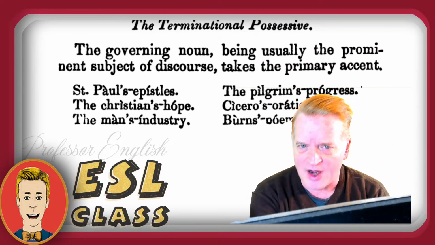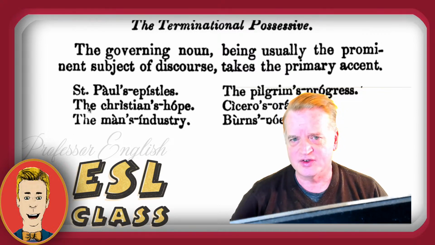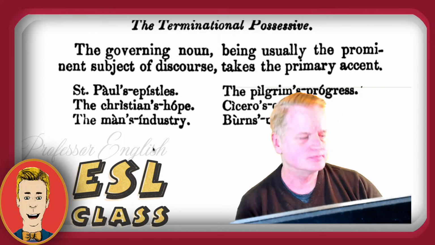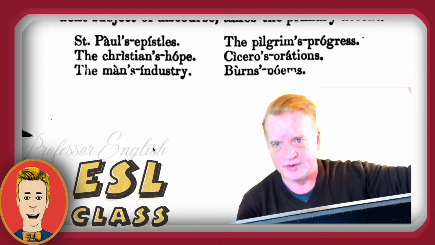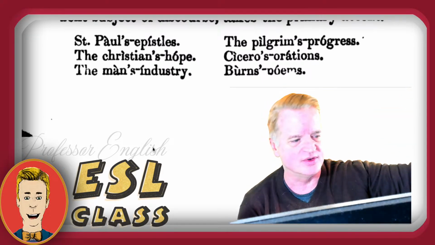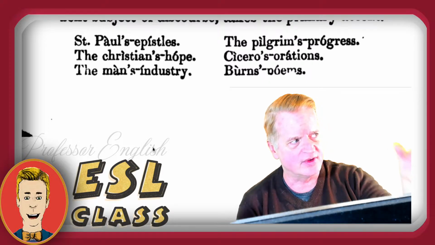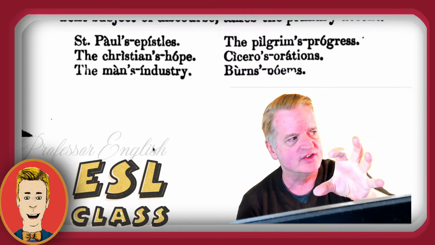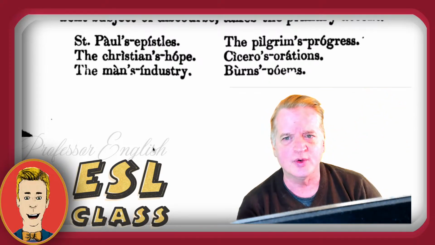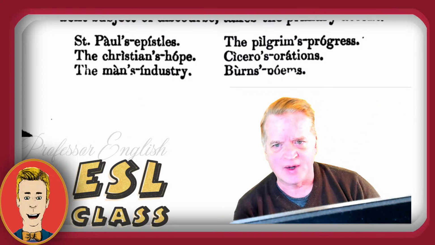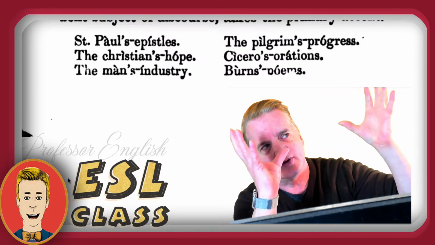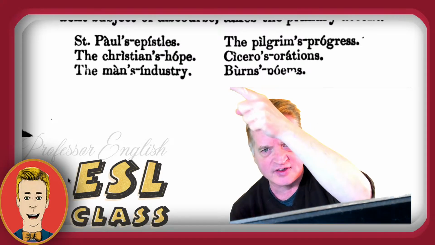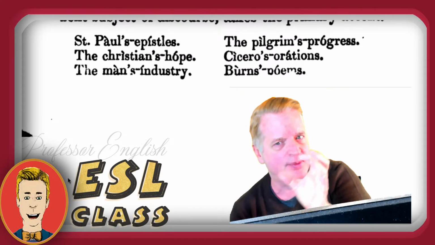It says the governing noun, being usually the prominent subject of discourse, takes the primary accent. What they mean by the governing noun is maybe the principal noun. Like in the first example, we have St. Paul's epistles. Epistles are letters. So we have the noun letters, and St. Paul is describing it. The word that takes the focus is epistles, and you can see that written here. The mark going up to the right means that's the word that you pronounce the most. And Paul has another mark, which means pronounce it big, but not as big as epistles.